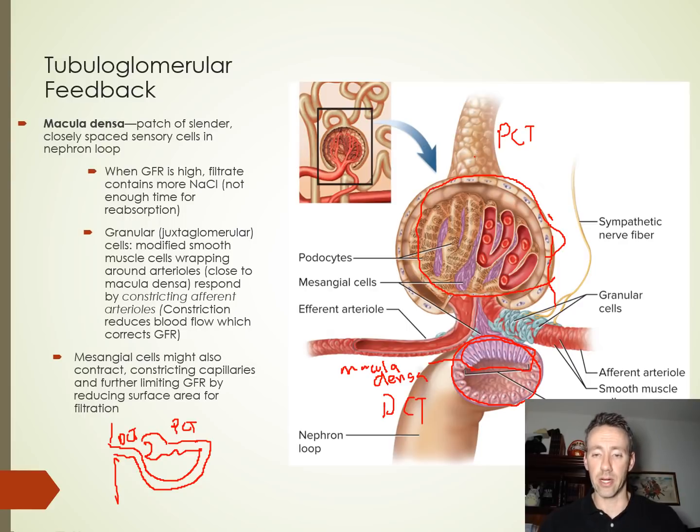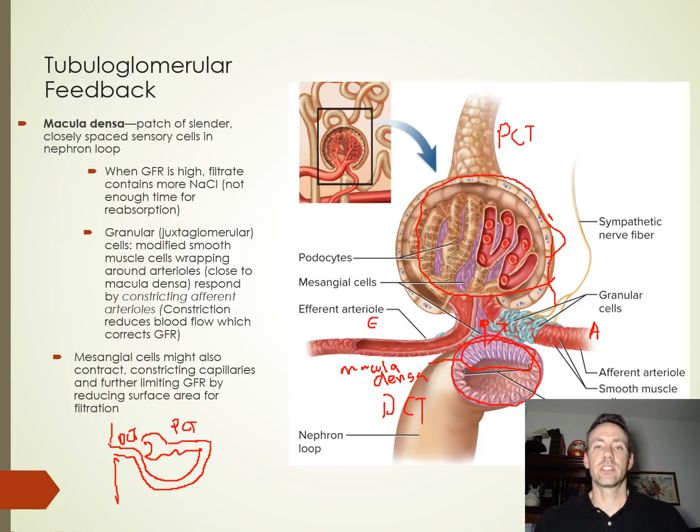And what it does from there is it signals these cells over here, called granular cells or juxtaglomerular cells, and these mesangial cells, which are specialized types of smooth muscle. By the way, this is the afferent arteriole, and over here this is the efferent.